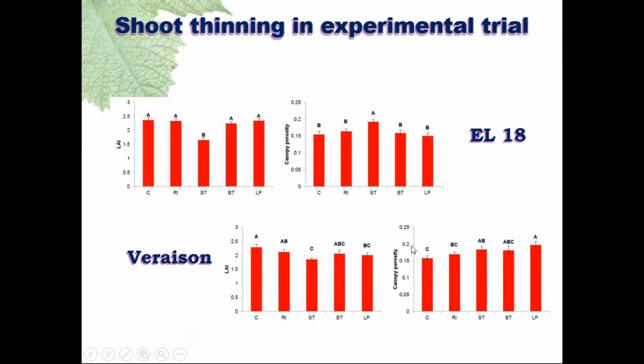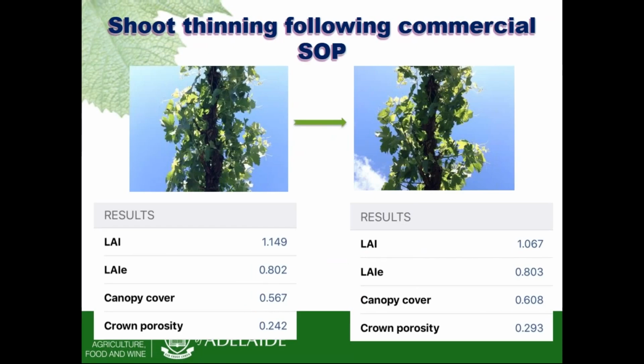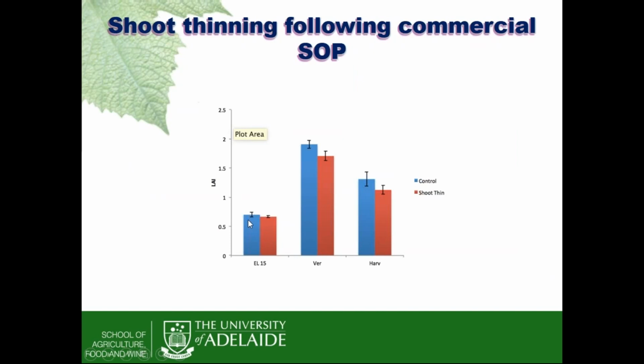What's interesting is that when I did the same in a commercial vineyard, where I did shoot thinning by applying the industry SOP, you can see that the before and after shots are basically identical. And in fact, when I measure leaf area index and porosity of these two images, there's not a big variation. Again, you might say, well, the effect maybe was not big because it was early in the season, but I measured leaf area for control in blue and shoot thinning in red at EL 15, veraison and harvest, and you see there's no difference in canopy size.